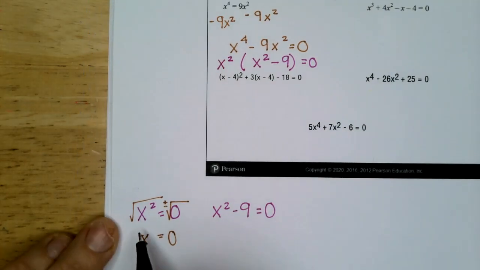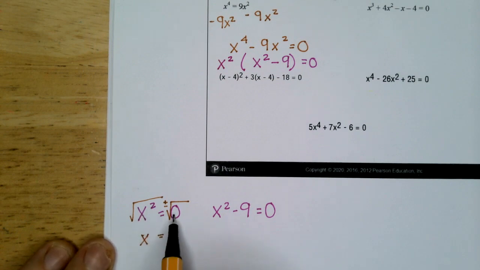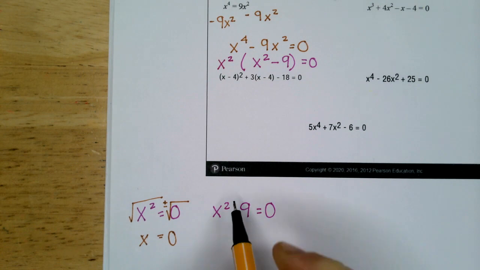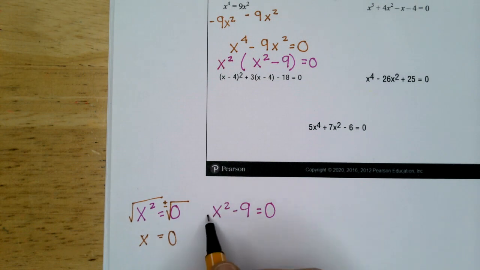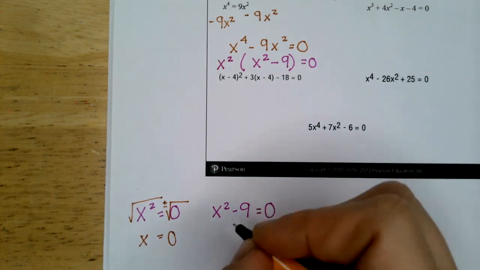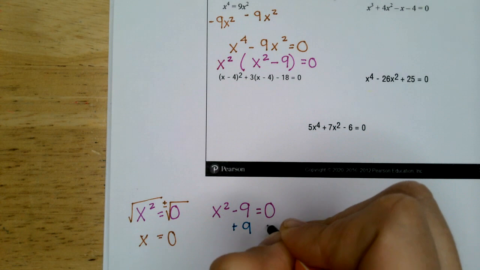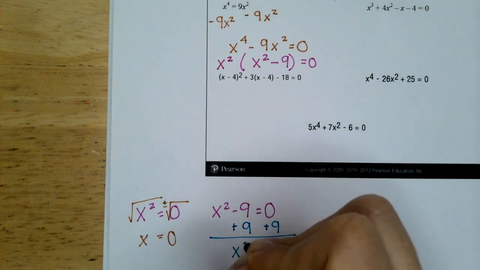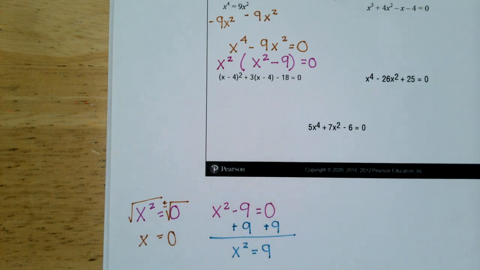So here we have x squared equals 0. So we were immediately able to take the square root of x squared. Here we want to isolate the x squared before you take the square root of it, okay? So I'm going to add 9 on this side, add 9 on this side. I'm left with x squared equals a positive 9.